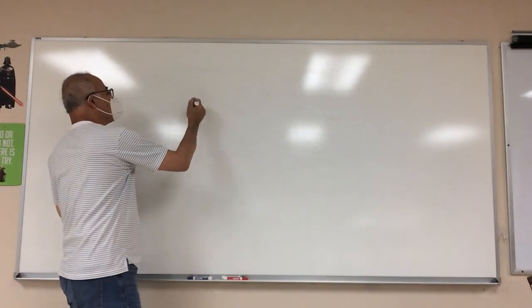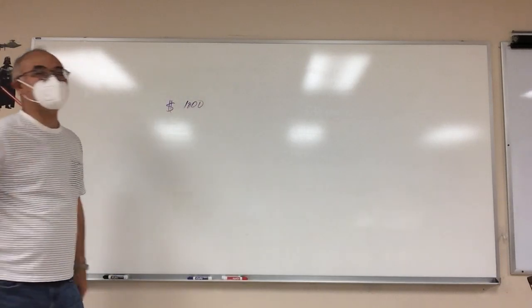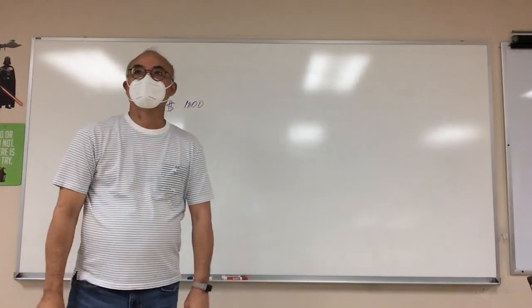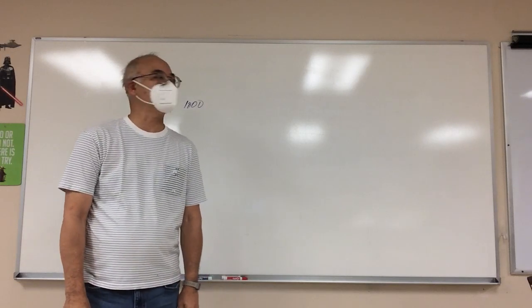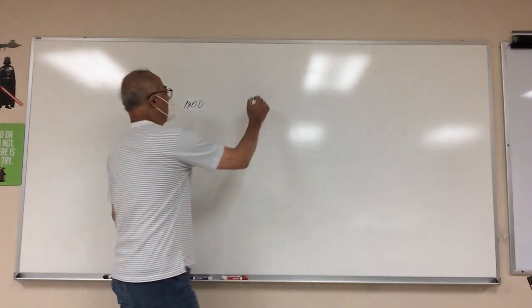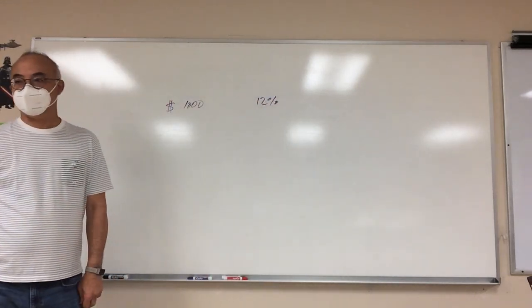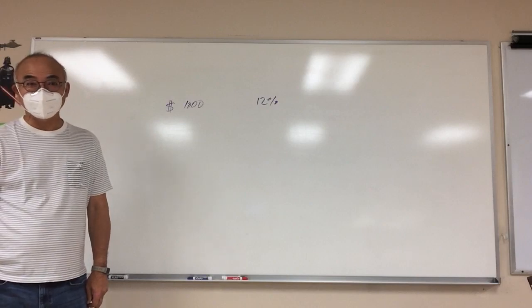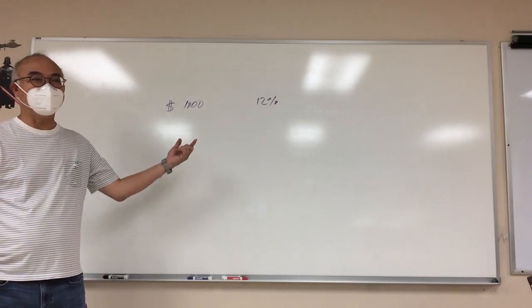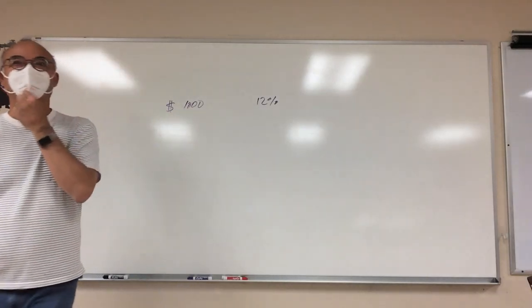There you go. So let's say I had $1,000, and I'm going to put this in the bank. The bank is going to offer me maybe a 12% annual percentage rate. Does this ring a bell? Something over something, time. Yeah, it's PT.